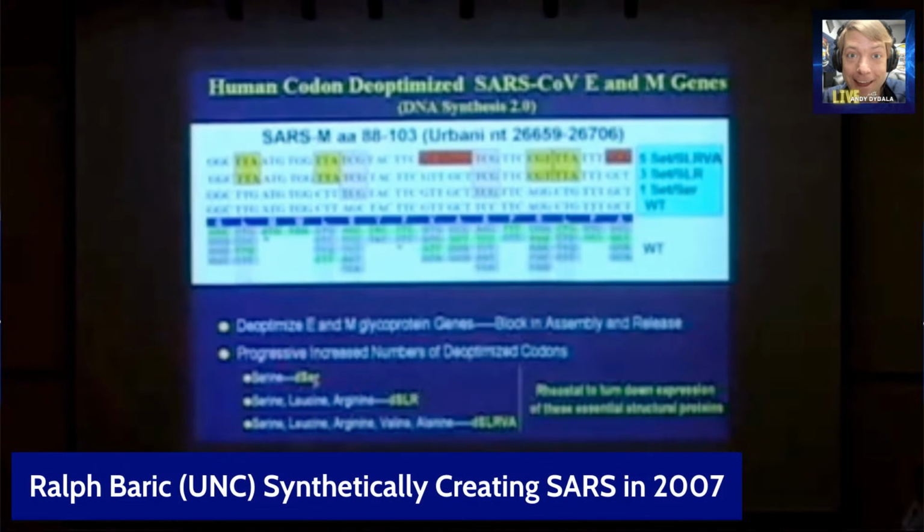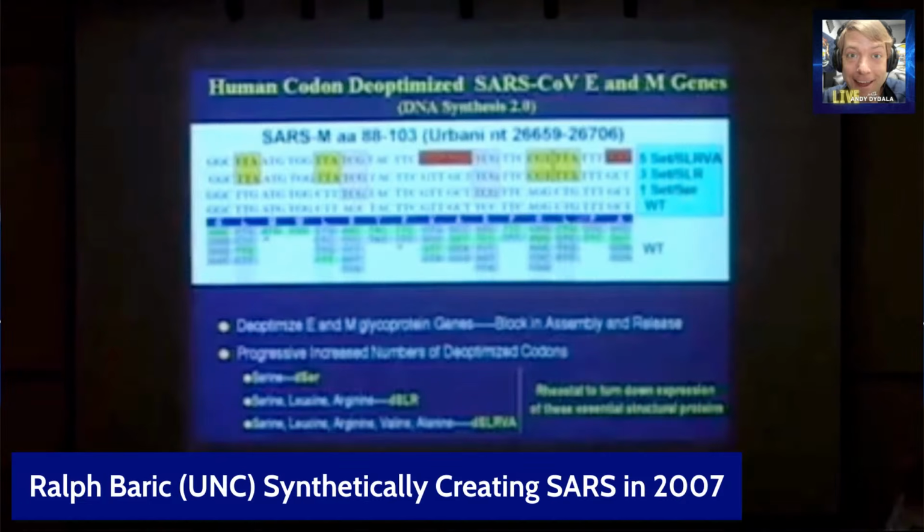So we started with serine to produce a D-SIR virus, serine-leucine-R gene to produce the SLR deoptimized strain, or a 5-set DSLR-VA strain. Basically, the idea is you create a rheostat where you're increasing the number of deoptimized residues and turning down expression of critical proteins needed for release. This is just a cartoon to show the amino acid sequence and the wild type virus sequence here.